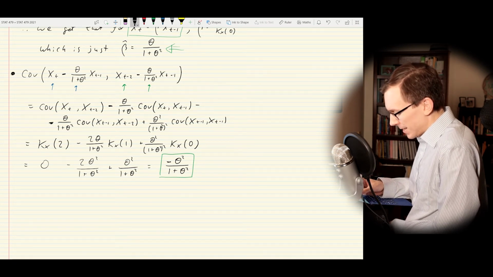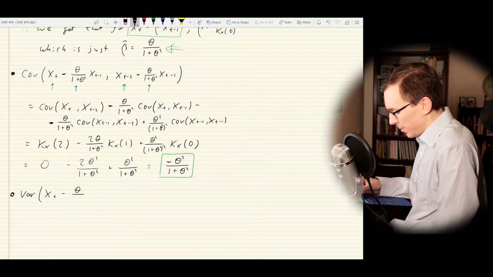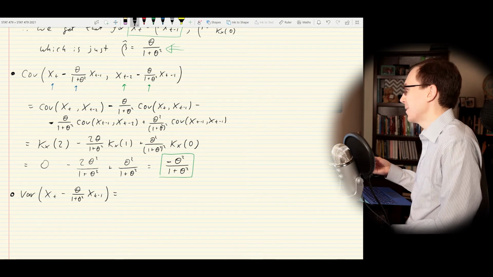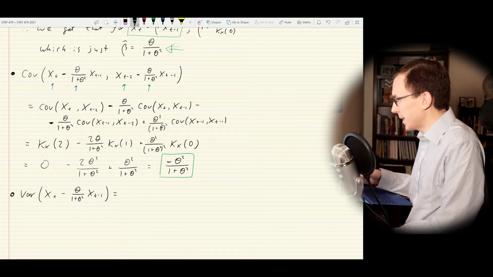And then we'll put another dot down here and say step 2 is compute the variance so that we can have something for our denominator. We want just xt minus theta over 1 plus theta squared times xt minus 1 here. And when we expand this thing and compute the variance, well, what do we get?